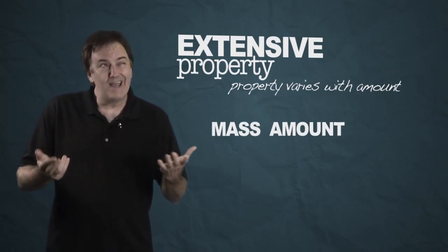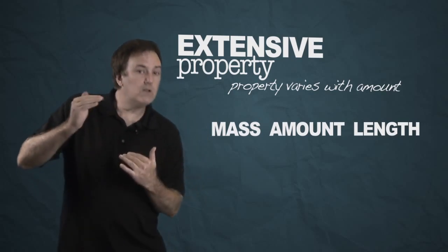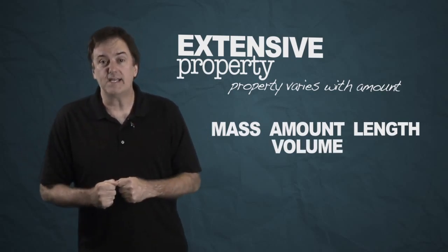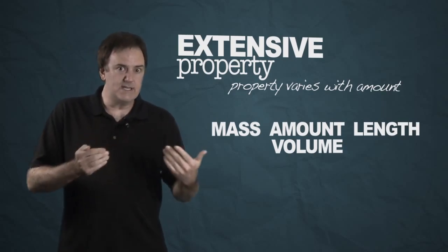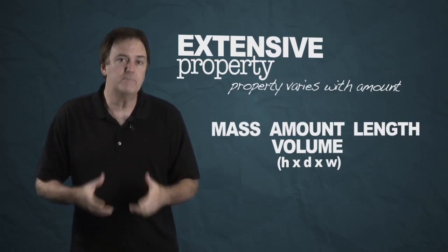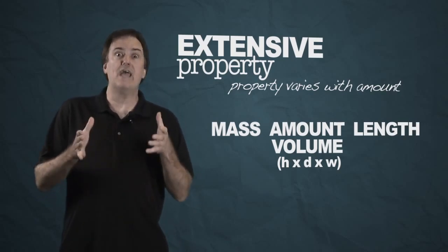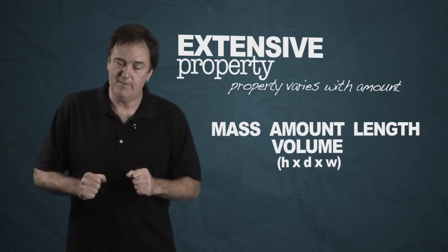We quantify length. How long is something? How tall is something? Volume's a great example of an extensive property that actually brings in length 3 times: height, depth, and width. You multiply all 3 of them, you get yourself a volume, which is very extensive. You get more amount, you get a bigger volume.